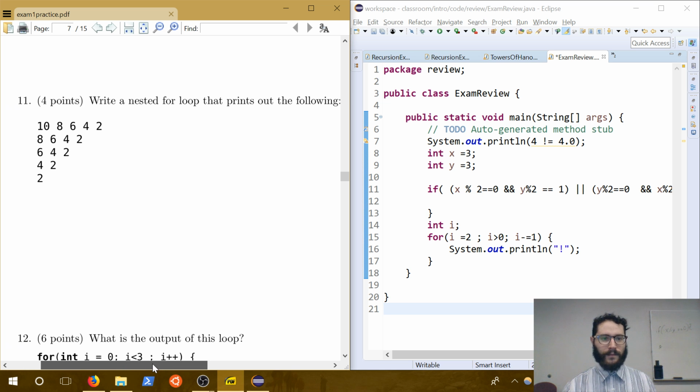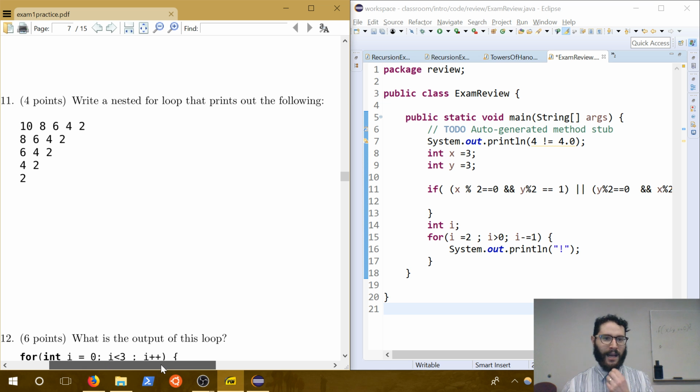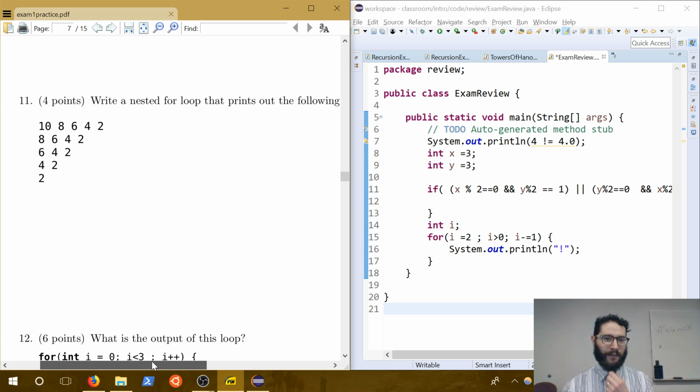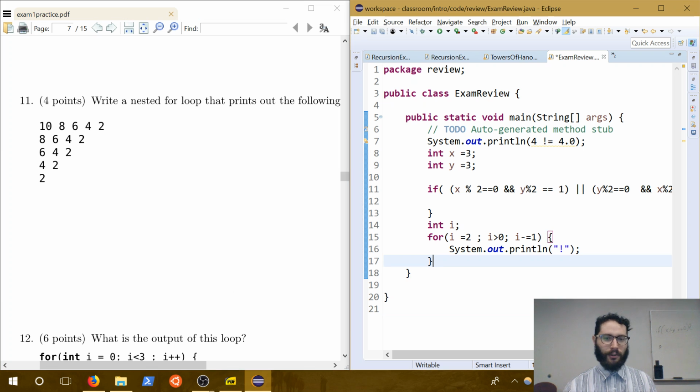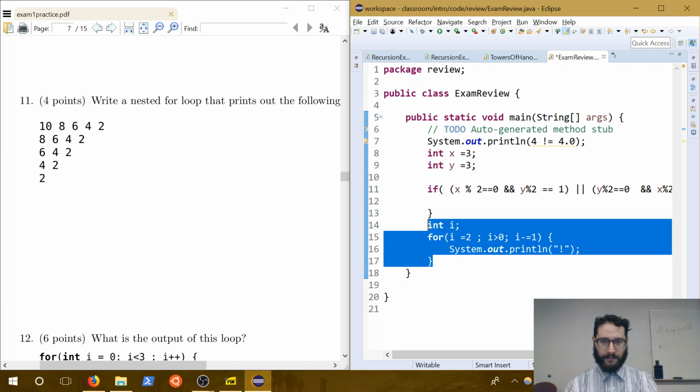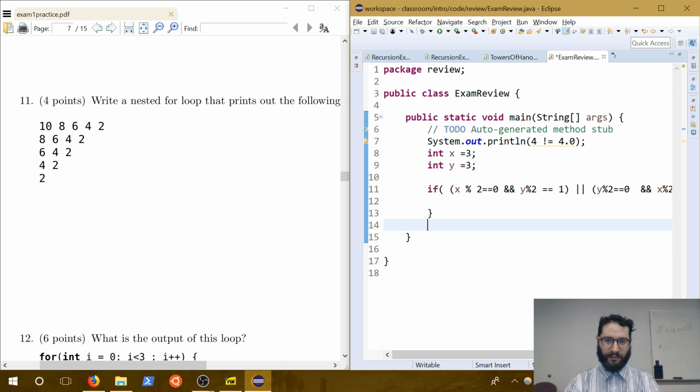So this one is write a nested for loop that prints out the following: 10, 8, 6, 4, 2, then 8, 6, 4, 2, then 6, 4, 2, then 4, 2, then 2. So what is this doing? This is printing out the numbers. First off, we need a nested for loop to do this. It's not too bad actually to do a nested for loop.